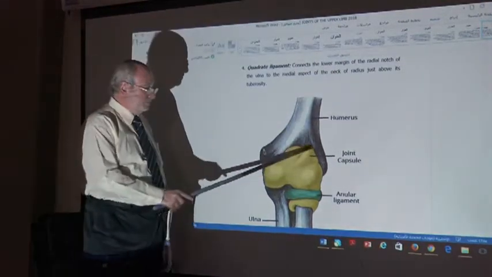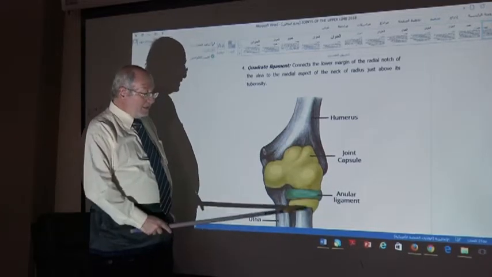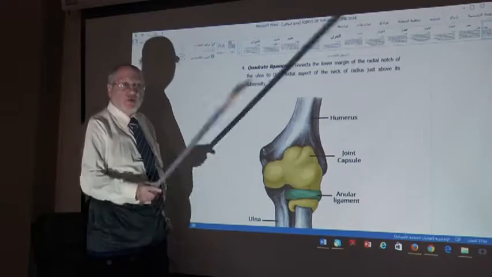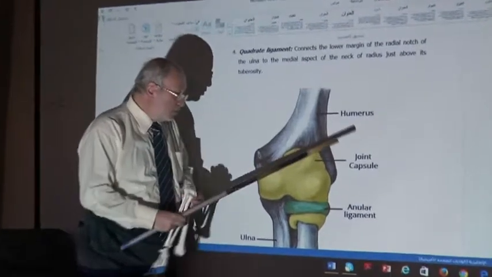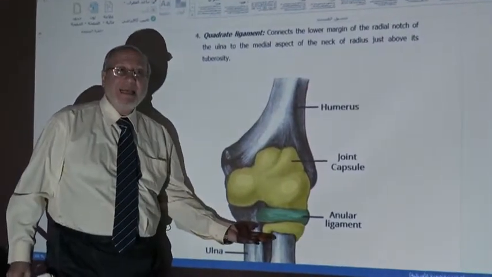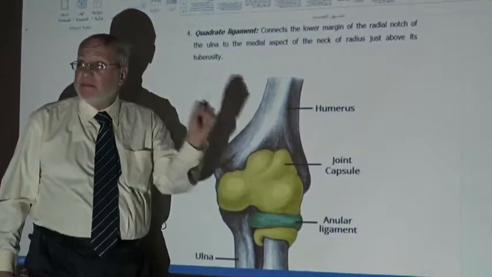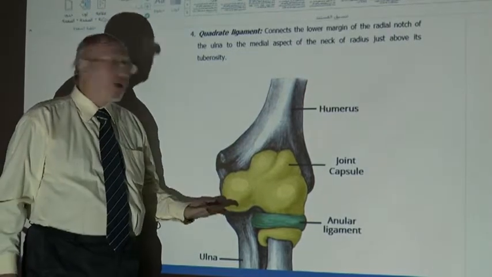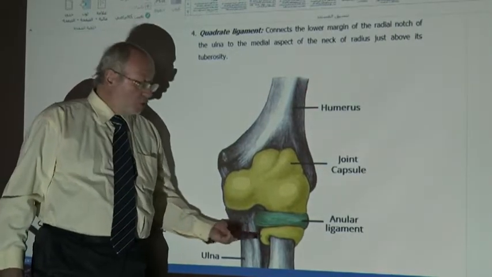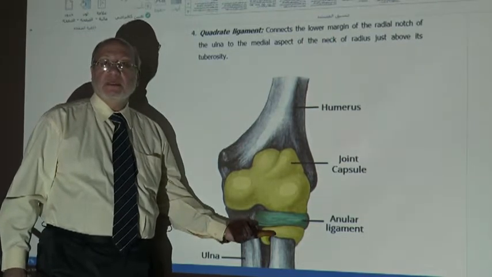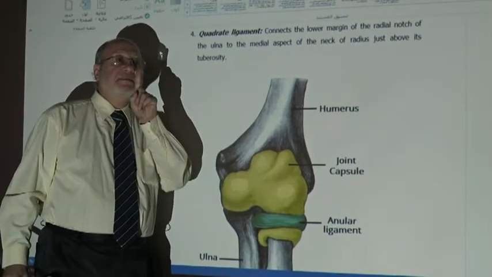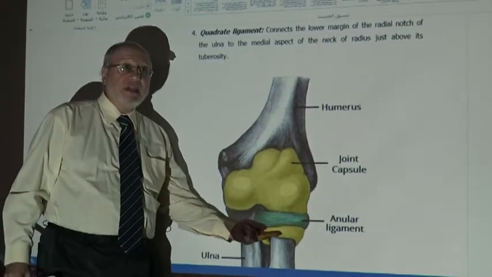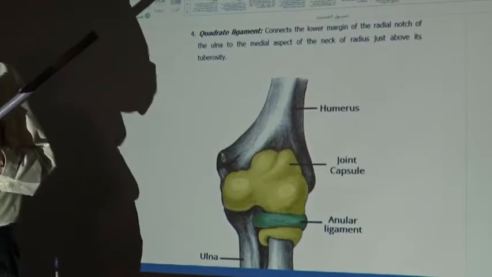The capsule of the elbow extends downward to include the superior radioulnar joint, and this is the annular ligament. The superior radioulnar joint is closed from below by a ligament called the quadrate ligament, attached from the lower margin of the radial notch of the ulna to the neck of the radius, just above the radial tuberosity. This is the superior radioulnar joint.